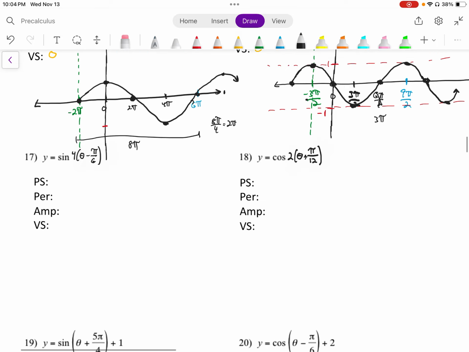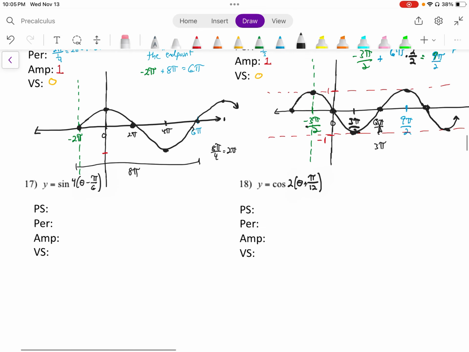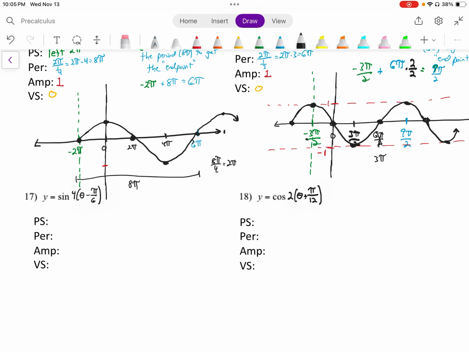Let's do one more. Let's do number 17. This is minus pi over 6. So we're going to be right to pi over 6.